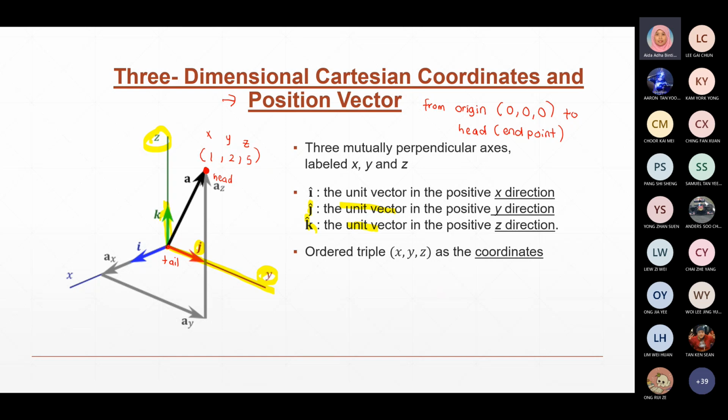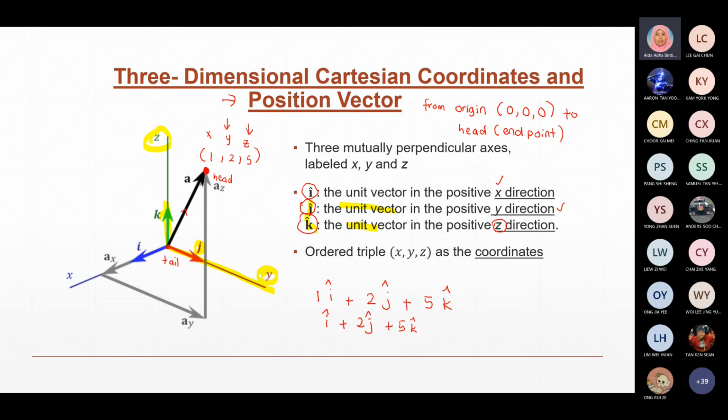So how do we write the position vector? We can write 1î, since the coordinate for x is 1, and î refers to the x direction. The ĵ refers to the y direction, so it becomes 2ĵ, plus k̂ refers to the z direction, so it becomes 5k̂. If you don't want to write the 1, you can write î plus 2ĵ plus 5k̂.